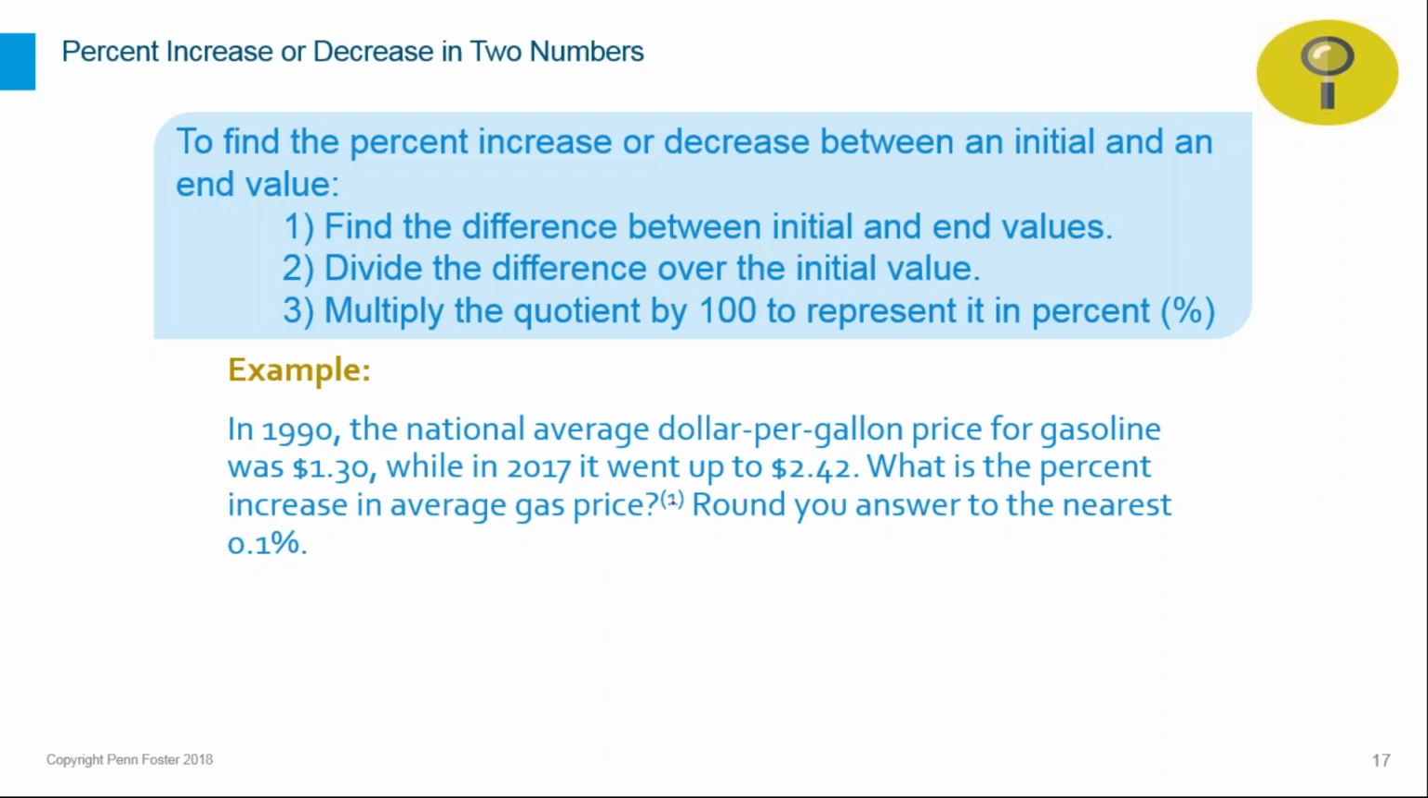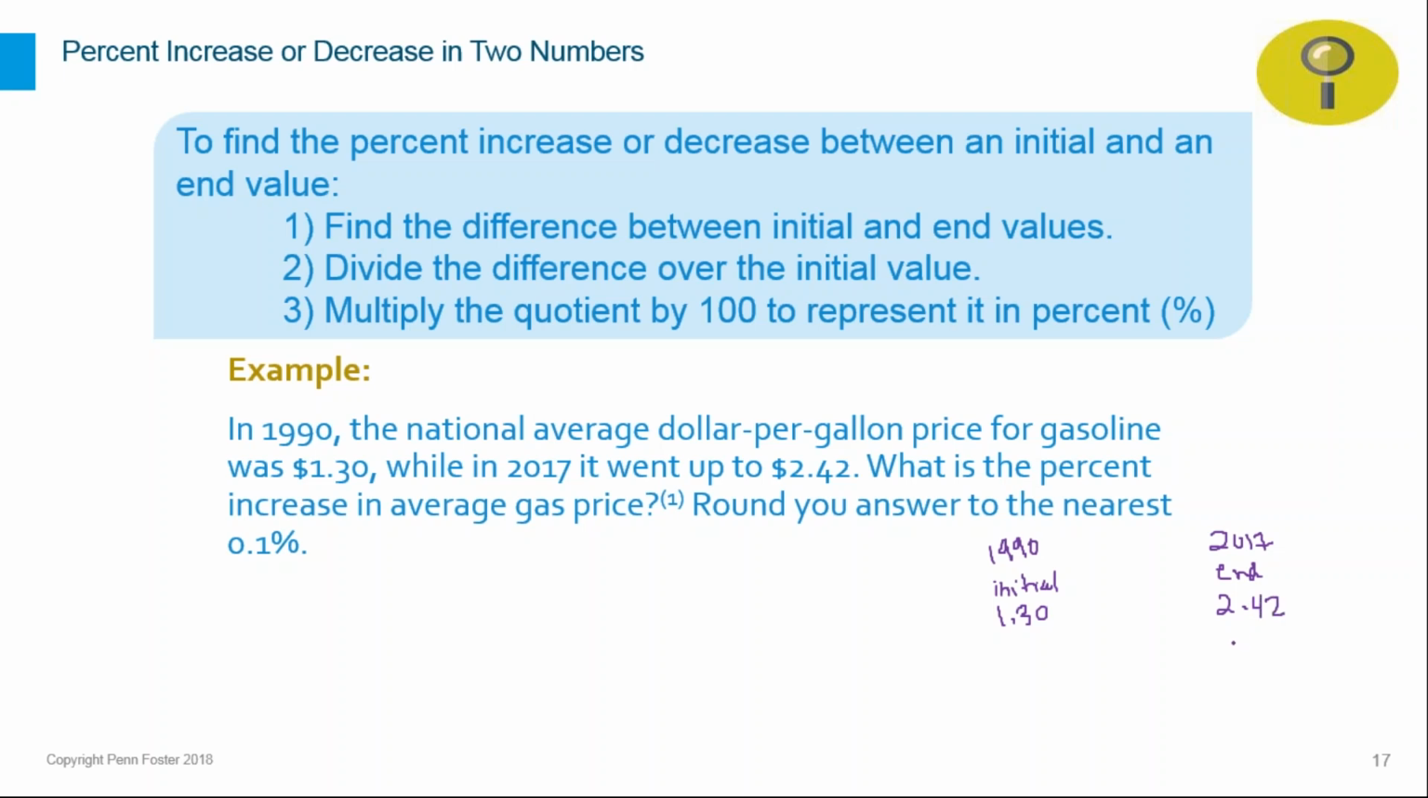So I can summarize my problem, and that's what I always like to do. When I have a word problem, I want to rephrase things in a sort of summary in front of me with pen and paper, so that by looking at those few lines, I know what the problem talks about. So initial value, in 1990, was 1.30. The end value came from the year 2017, and it is 2.42.